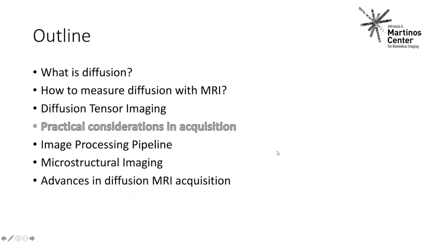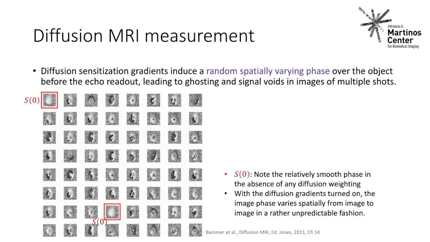Okay, so this is probably the most important part of this talk, about the practical considerations in acquisition. So in our diffusion MRI measurements, diffusion sensitization gradients induce a random spatially varying phase over the object before the echo readout, leading to ghosting and signal voids in images of multi-shots.